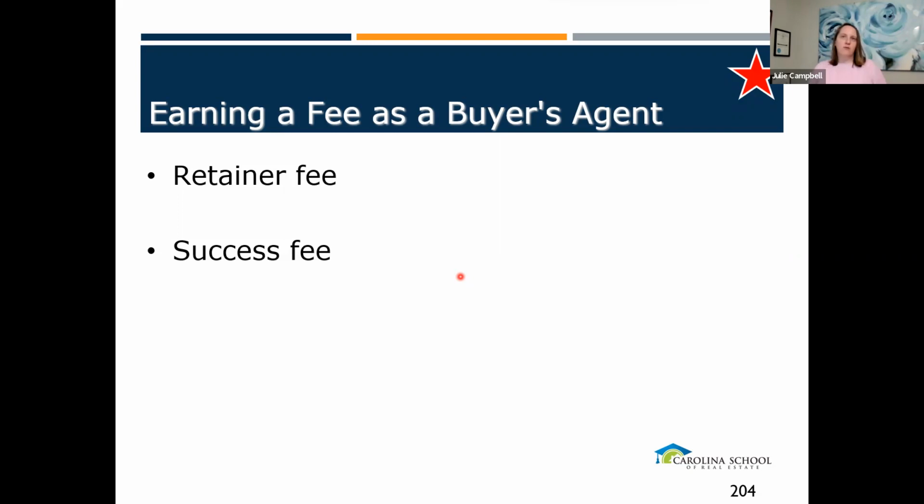If your firm allows you to collect a retainer fee, you cannot collect a retainer fee with an oral buyer agency agreement. So if collecting a retainer fee is something you want to look into, you've got to get that in writing before they can require it.